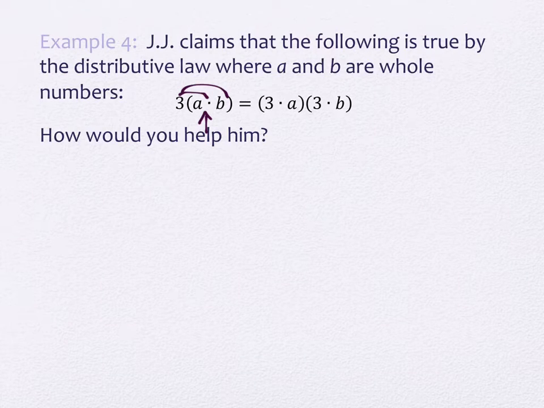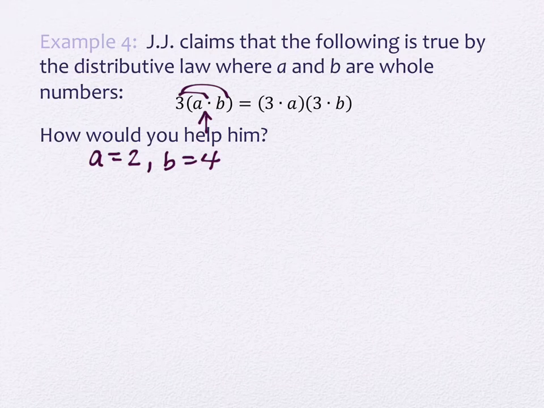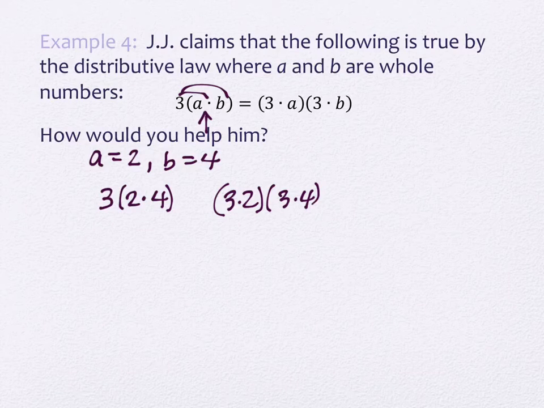Everything I said is all well and good, but that may not very well explain to him why it doesn't work. Can you think of something that you could do to show him that this flat out will not work? Put numbers in. Don't be afraid to change variables to numbers to show your students that that's not a property that holds. Put some numbers in, show it. So for instance, if I let A equal 2 and B equal 4, then 3 times 2 times 4 on the left, and 3 times 2 and 3 times 4 on the right.